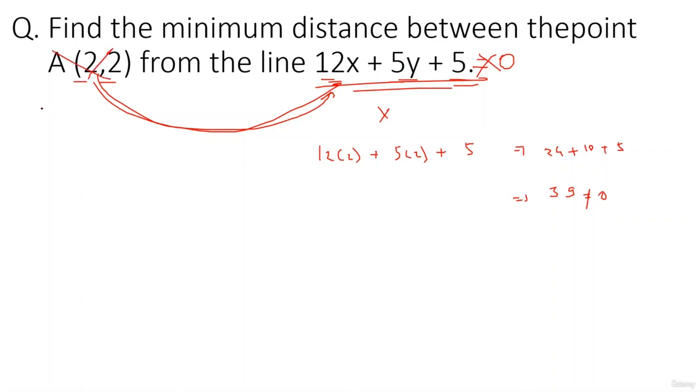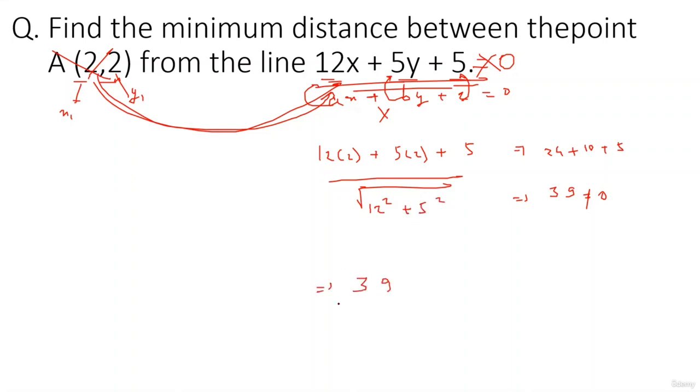We'll apply the formula. Given the point A having coordinates x1 y1, and the equation of the line ax plus by plus c is equal to 0, you can directly compare now. This is x1 equal to 2, this is y1 equal to 2, and the equation of this line is ax plus by plus c is equal to 0. A is 12, b is 5, c is 5, right? So we'll be supposed to find out 12 into 2 plus 5 into 2 plus 5. We have already calculated this, right guys? Just divide this value by the square root of a square plus b square. So basically your required answer is 39, which we calculated earlier, divided by root of 12 square plus 5 square, which is root of 13 square, meaning 13.